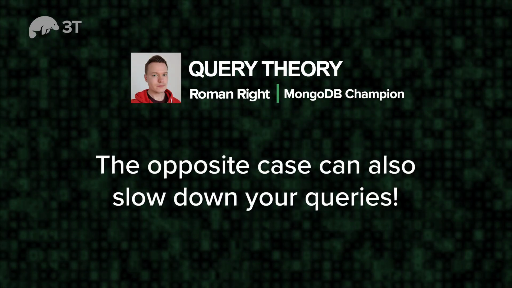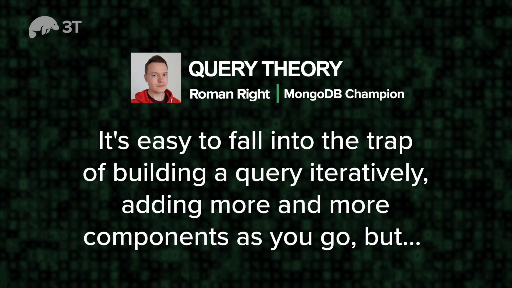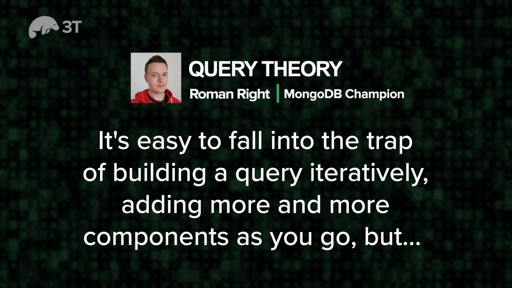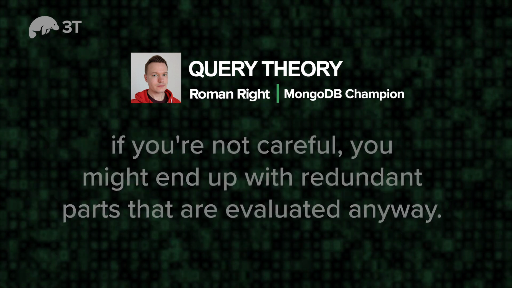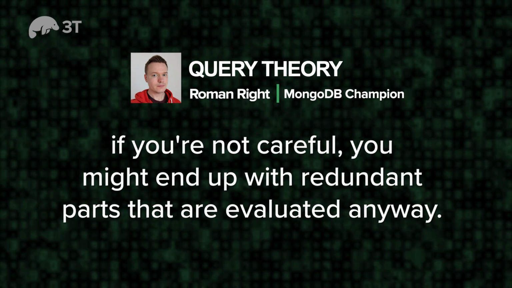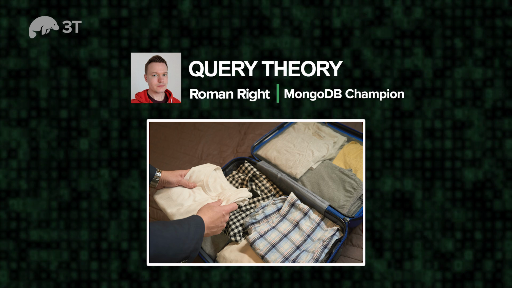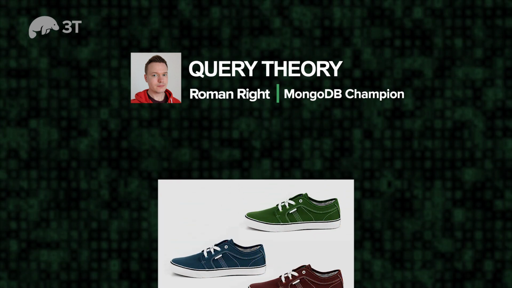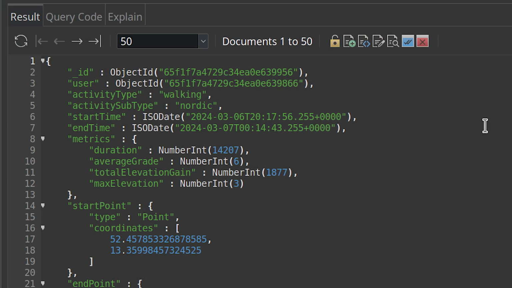The opposite case can also slow down your queries. It's easy to fall into the trap of building a query iteratively, adding more and more components as you go. But if you're not careful, you might end up with redundant parts that are evaluated anyway. This is like packing for a trip and ending up with 3 pairs of shoes when you only need one. It's not just unnecessary, it's also a burden.